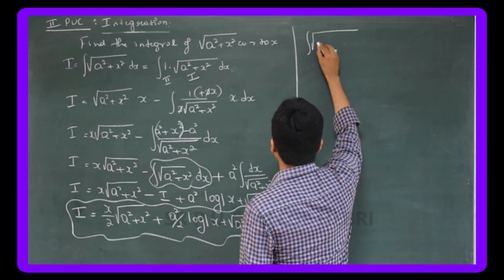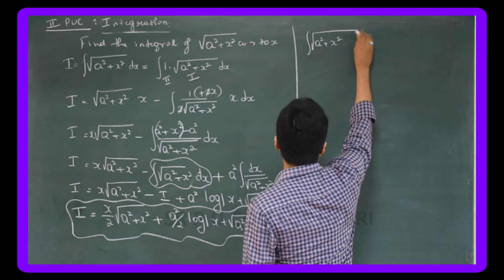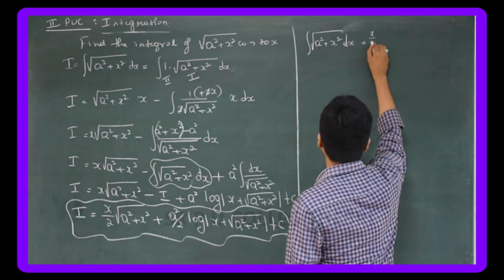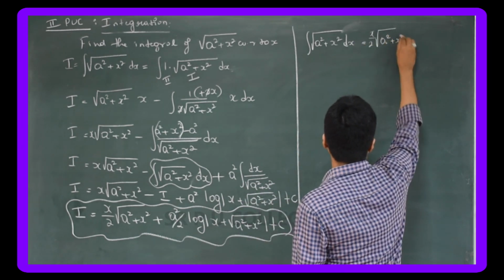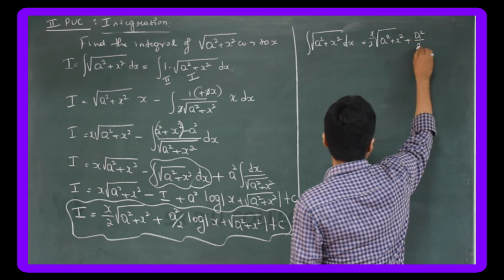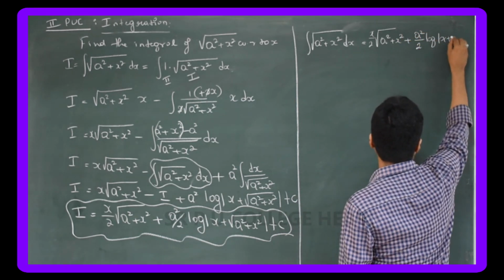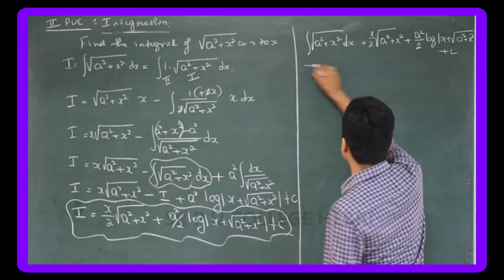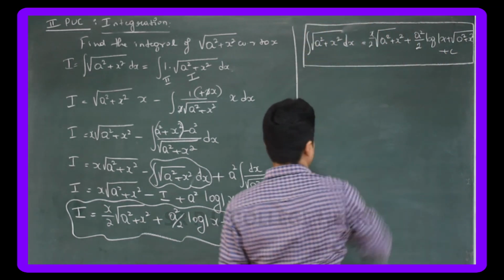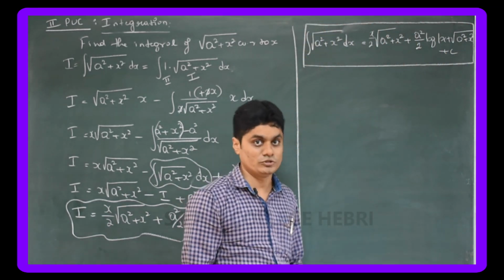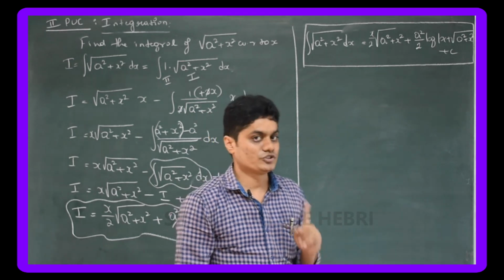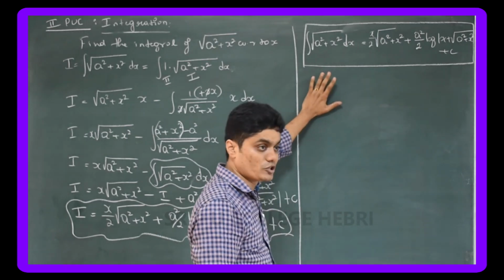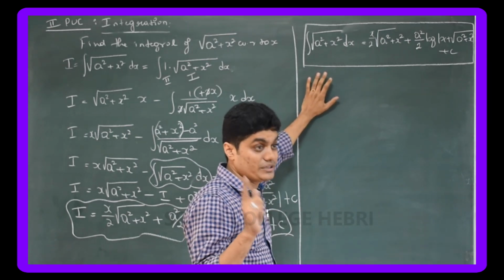That is, integration of root of a square plus x square dx is equal to x by 2 into root of a square plus x square plus a square by 2 into log of x plus root of a square plus x square plus c. This is the formula we derived just now, and you have to remember this formula along with the derivation. The method used is integration by parts. So please remember this formula along with that derivation, very important.